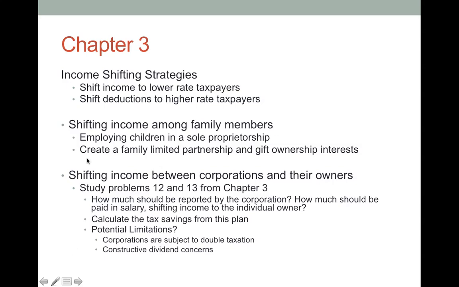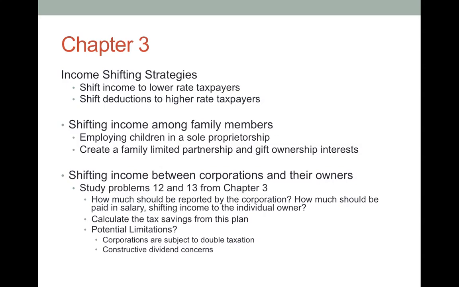Okay. We talked about two ways that we might want to shift income. The first way is among family members. So we talked about two ways for family members. The example that's in the problem set for Chapter 3 is if you have a sole proprietorship. One way you can shift income is by employing a child in your sole proprietorship. I would say that's more of a conceptual issue for Exam 2. I wouldn't worry about doing that actual calculation for the exam.